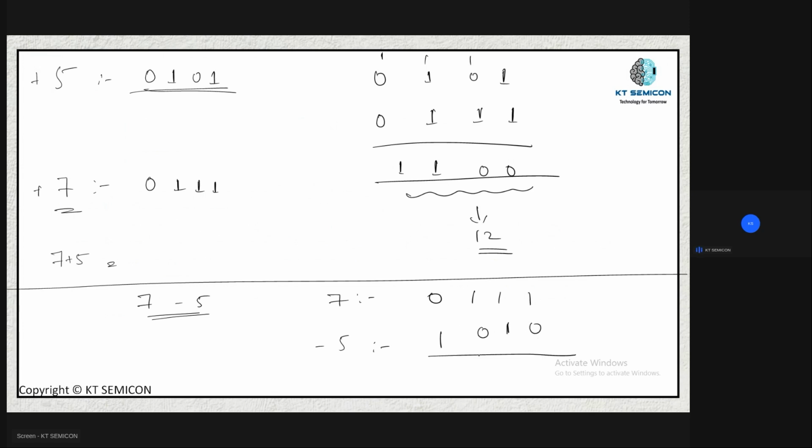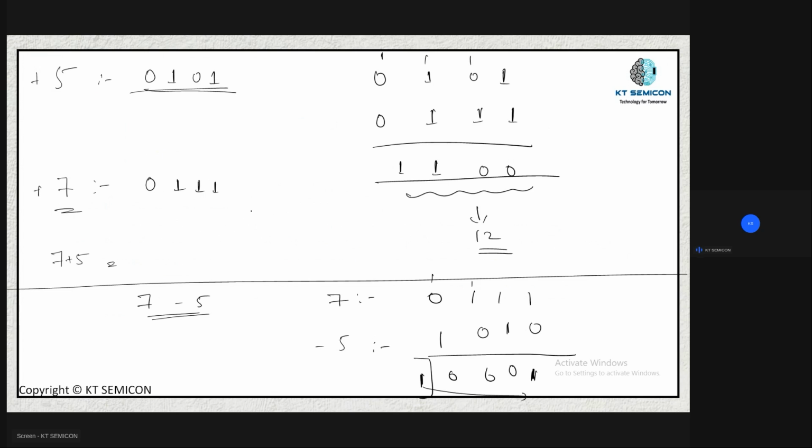And if I'm going to add these two numbers, then what I'm going to get: 1 plus 0 is 1, 1 plus 1 is 0 and a carry, 1 plus 1 is 0 and a carry. I'm going to get a carry. Now, if I get a carry like this, then what should I do?